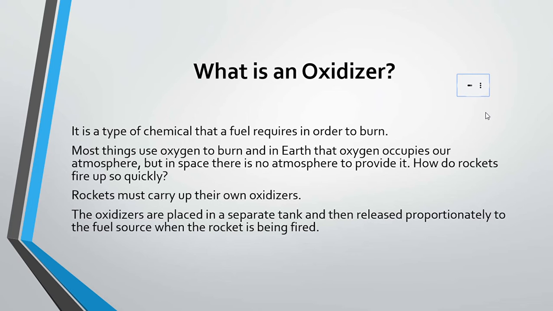Okay, so what is an oxidizer? An oxidizer is a type of chemical that a fuel requires in order to burn. Most things use up oxygen to burn, and on Earth, that oxygen occupies our atmosphere. However, in space, there is no atmosphere to provide it. So, how do rockets fly up so quickly? Well, rockets have to carry their own oxidizers, and these oxidizers are placed in a separate tank, then released proportionately to the fuel source when the rocket is being fired.